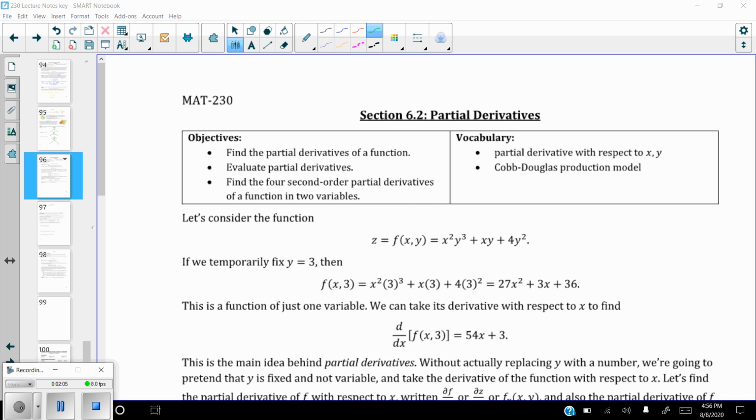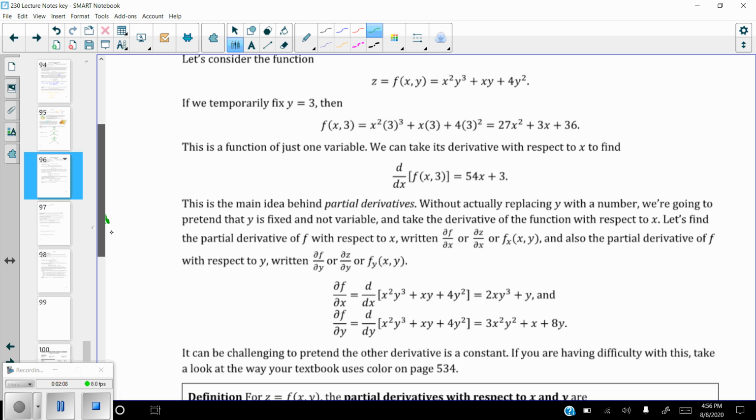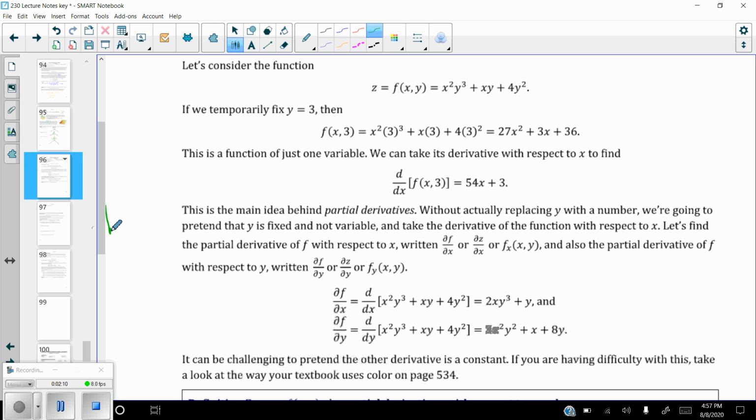All right, so let's consider the function z equals f of x,y, where the function is x squared y cubed plus xy plus 4y squared. If we temporarily fix y to be 3, so no matter what happens with x, y is always going to be 3 in this case, that just means we're going to plug 3 in for all the y's and simplify it, which is what you see here. Then we could go ahead and take the derivative with respect to x just as we normally would, and you would get 54x plus 3.